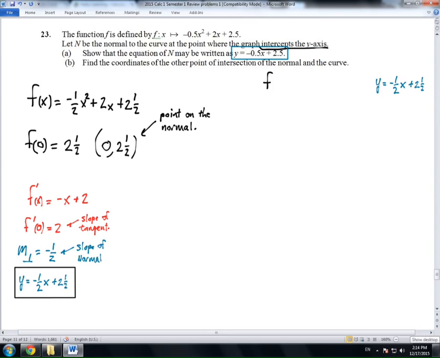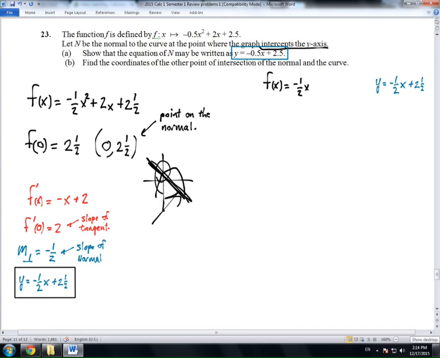It's asking for the coordinates of the other point of intersection from the normal and the curve. Just real quickly, what we have here is a parabola, and the parabola is going to have a shape that's going to look something like this. And we have a normal, which is going to be perpendicular to the curve at the y-intercept. It's saying that there's this other point of intersection over here somewhere else. Where is it going to be? It's going to be at the place where the line will intersect the parabola again.